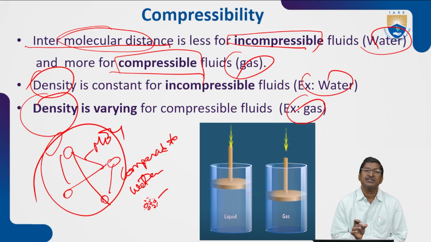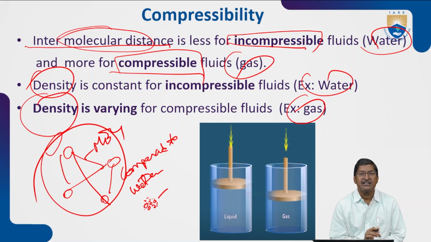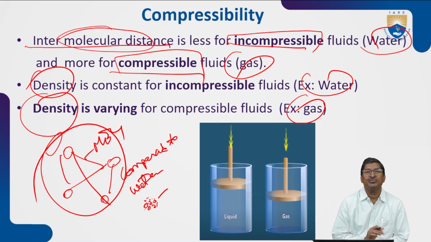If intermolecular distance is less, that is incompressible, for example water. Similarly, density: if density is constant, whatever load or pressure is applied, the density will not change. That means the density is constant. The example for that is water. So that is also called an incompressible fluid. If the density is constant, not changing, that is an incompressible fluid.